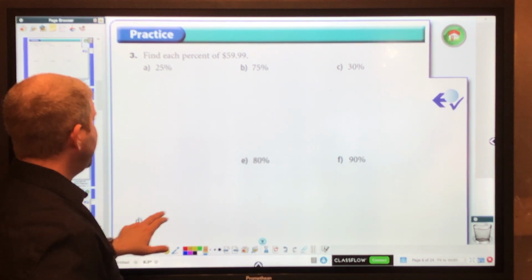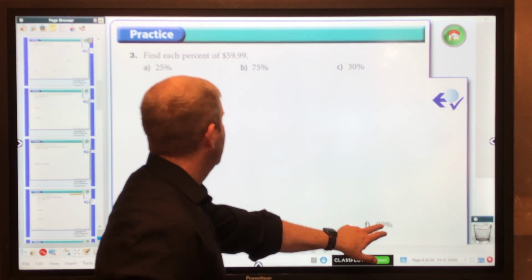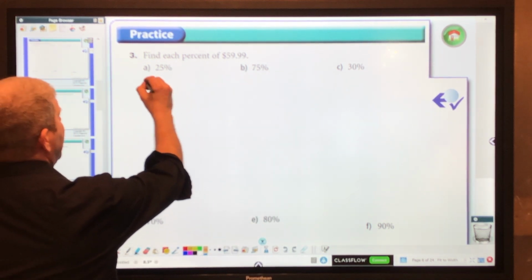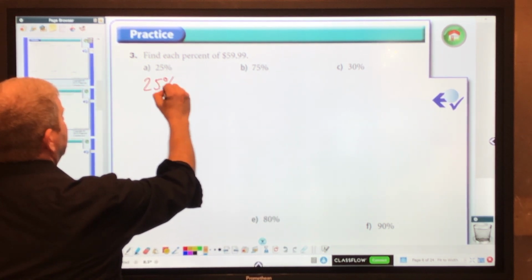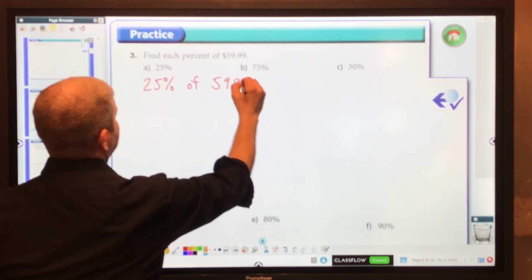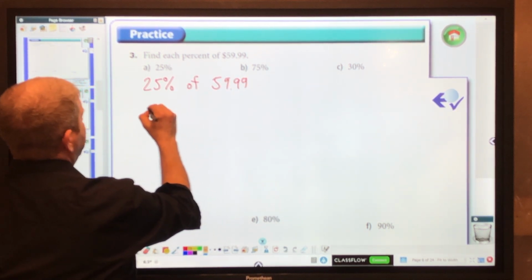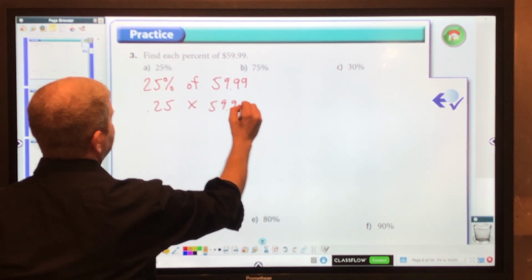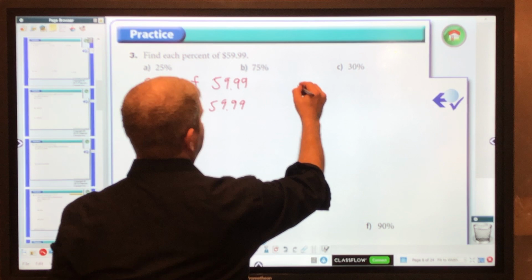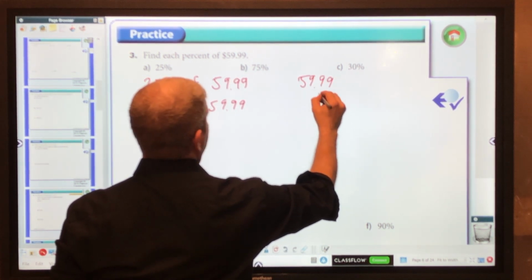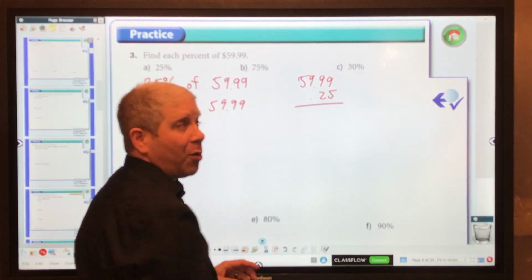Let's go to number 3, 3A. So 3A, 25% of 59.99. So I need to do 0.25 times 59.99. And I'm going to set that up here: 59.99 and 0.25. Don't be lazy.